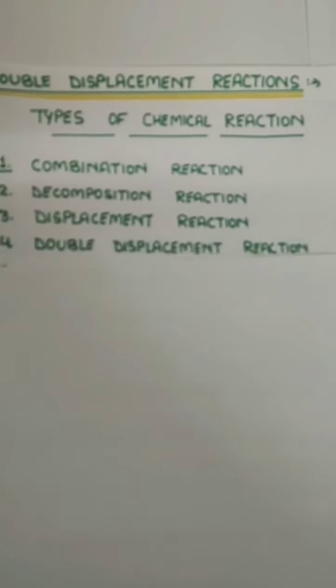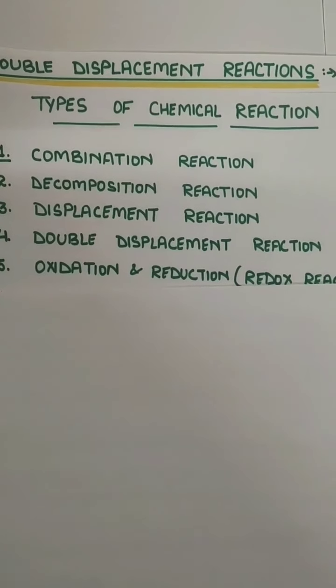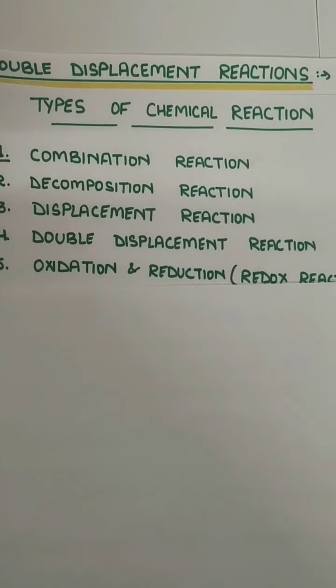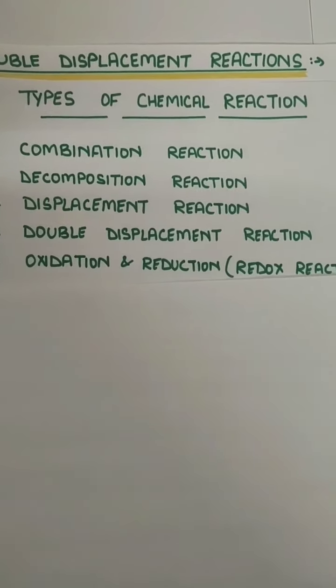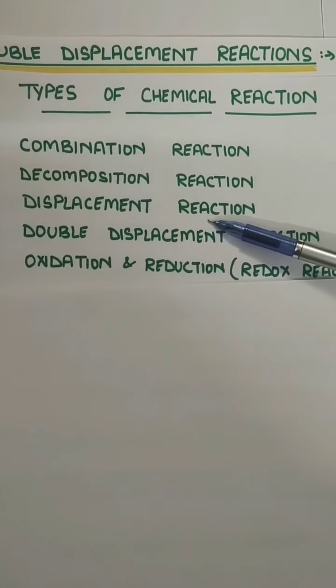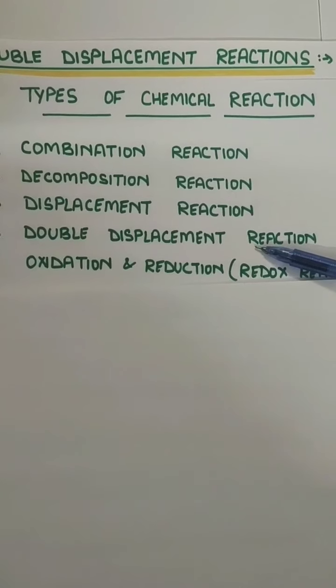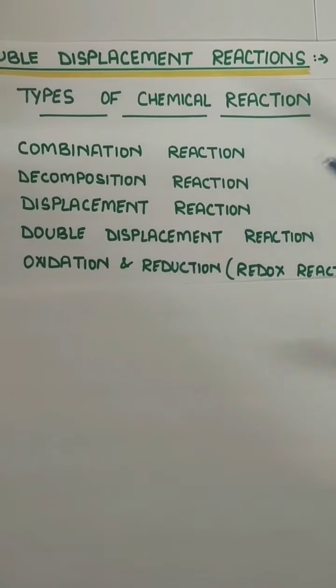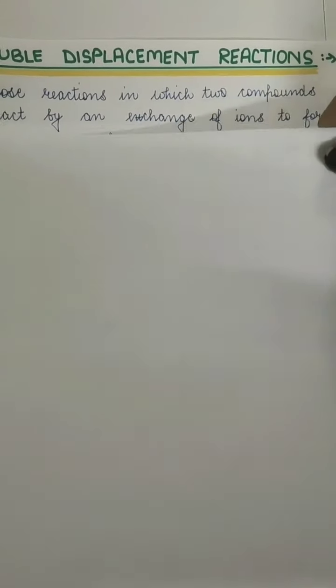In the previous video, we have learned about types of chemical reaction. They were combination reaction, displacement reaction, double displacement reaction, decomposition reaction, and oxidation and reduction reaction. Out of these 5 reactions, we have learned about 3 reactions in detail in the previous video. Today we'll be learning about double displacement reaction and oxidation reaction. Let's start with the double displacement reaction.